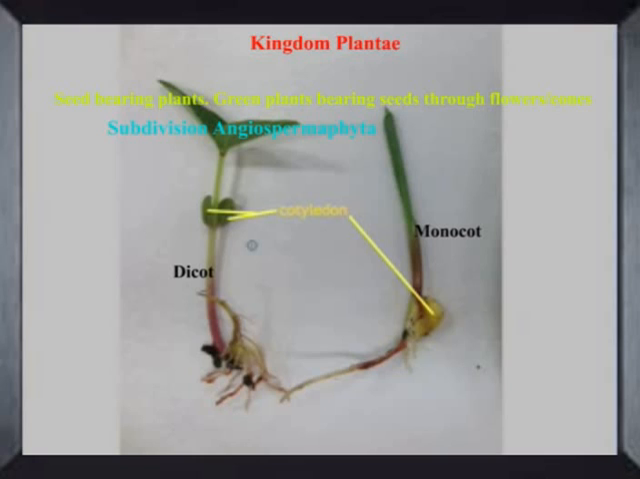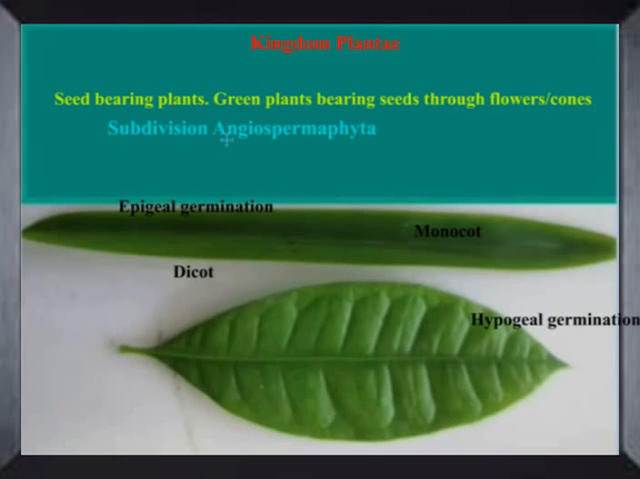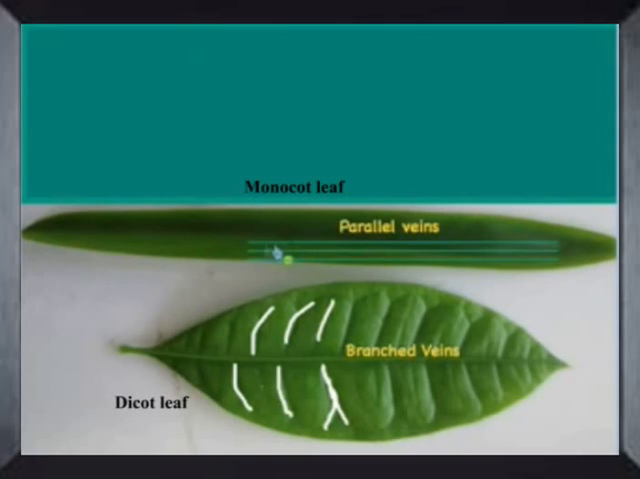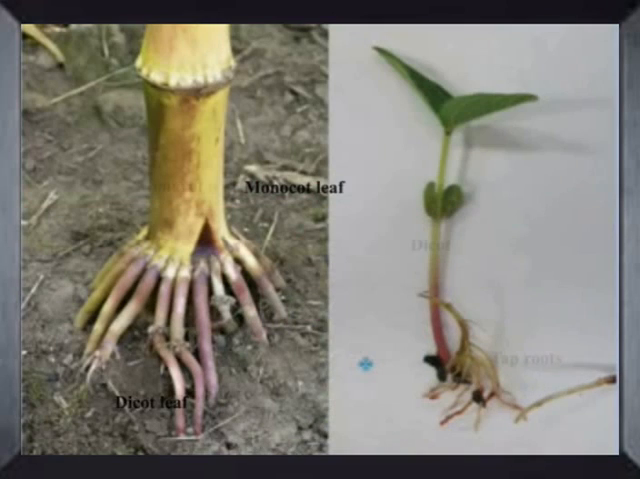Upon germination, the monocot seed remains in the ground, and this is called hypogeal germination. The cotyledons of a dicot are carried from the ground, and this is called epigeal germination. Monocot leaves have parallel venation, while dicots have branched or net venation. Another difference is in their root systems. Monocots have a fibrous root system, while the dicots have a taproot system.